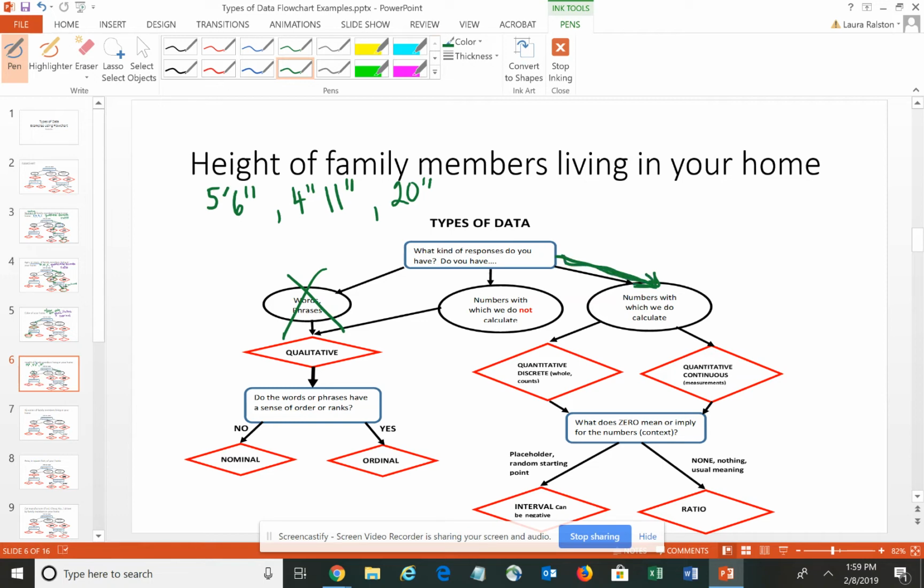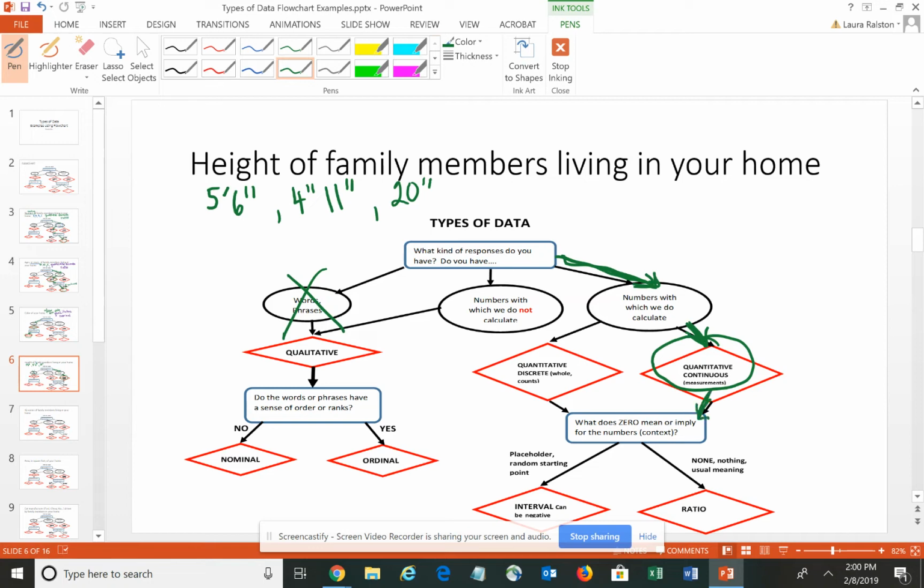Then you have to decide. We know it's quantitative because it's numbers. Is it discrete or continuous? Well, we're getting 5 feet, 6 inches. So you're getting parts of a foot, parts of an inch, if it were small. So that's a measurement, which means it's going to be continuous. Anytime you're using some sort of measuring tool, you're going to have continuous, because you could have parts of a unit. And then again, we have to decide what zero means.